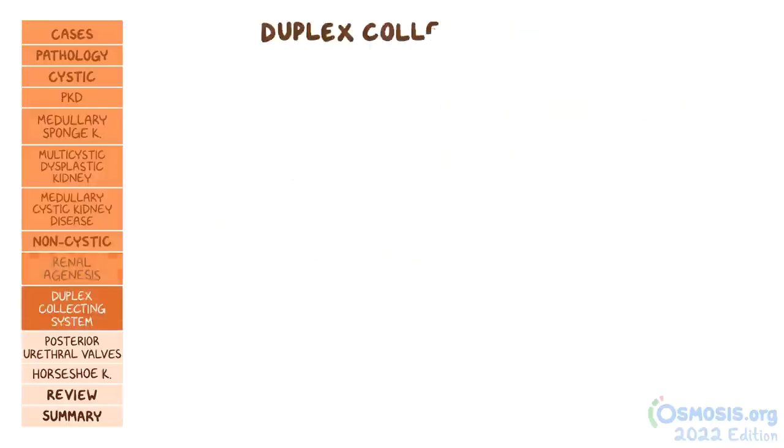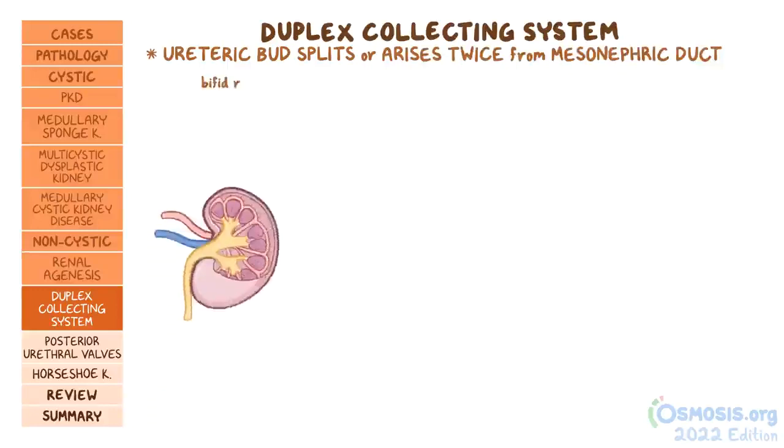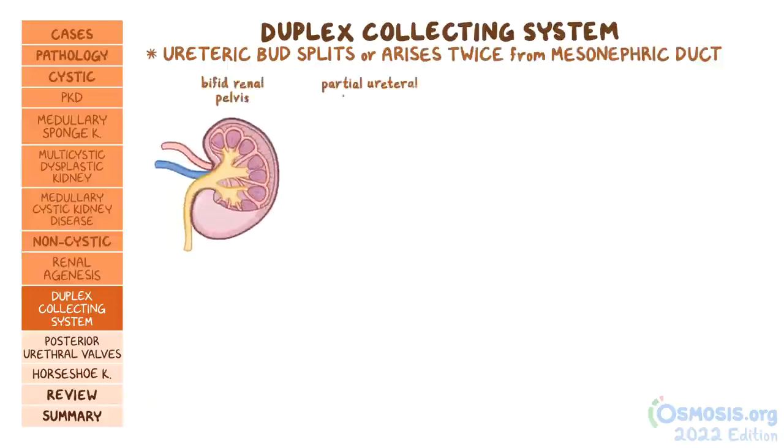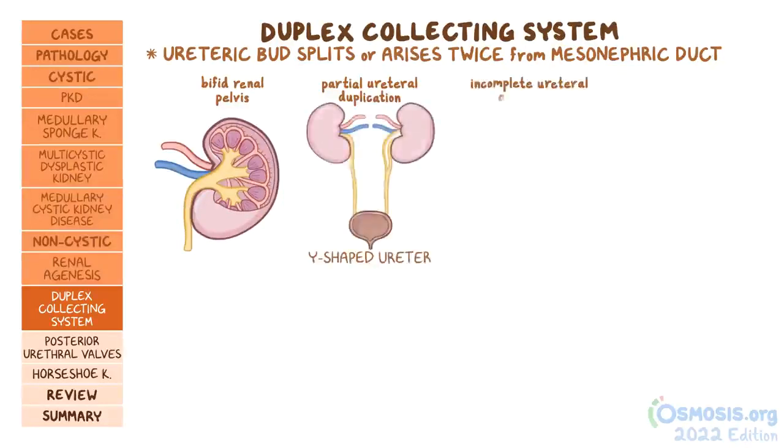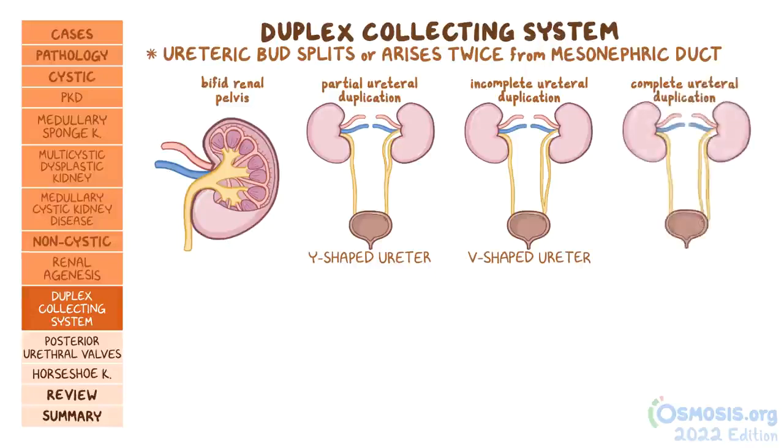Next, we have duplex collecting system, where the ureteric bud either splits or arises twice from the mesonephric duct. Based on the level of fusion, duplex collecting system can present as bifid renal pelvis, partial ureteral duplication, also known as Y-shaped ureter, incomplete ureteral duplication, or V-shaped ureter, where the ureters join together near or in the bladder wall, and complete ureteral duplication, where the duplicated ureter has the separate ureteric opening.